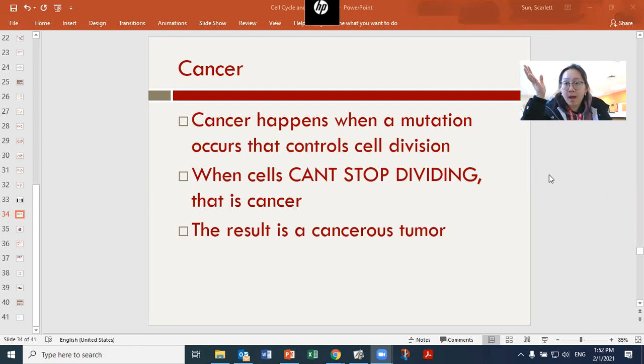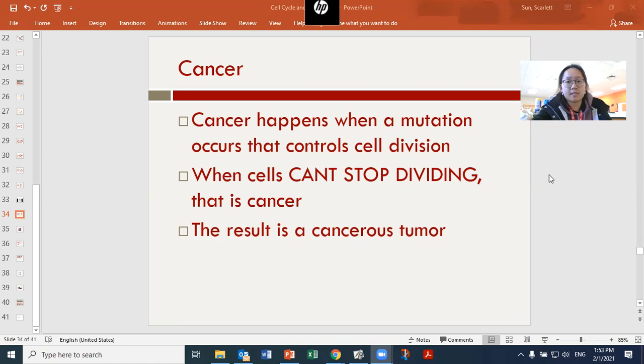So if a mutation happens, whether it's caused by the environment, like from UV rays from the sun, or it's caused by something that's genetic, this mutation that affects cell division is going to cause cells to not be able to stop dividing. So basically, they're going to be going through the cell cycle over and over again, even when they're not supposed to. And so they're going to keep going through mitosis and spend as little time as possible in interphase and then rush back into mitosis and mitosis and mitosis again and keep splitting. And that results in a cancerous tumor.